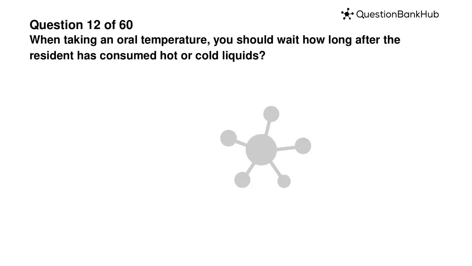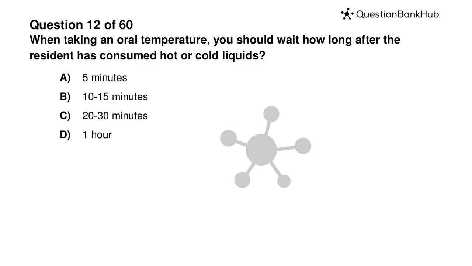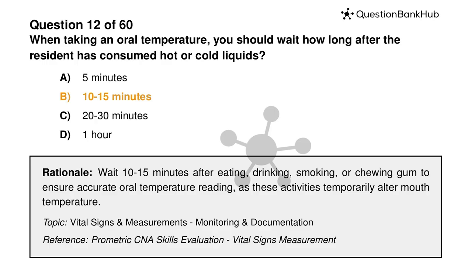Question 12. When taking an oral temperature, you should wait how long after the resident has consumed hot or cold liquids? A. 5 minutes. B. 10 to 15 minutes. C. 20 to 30 minutes. D. 1 hour. The correct answer is B. 10 to 15 minutes. Wait 10 to 15 minutes after eating, drinking, smoking, or chewing gum to ensure accurate oral temperature reading, as these activities temporarily alter mouth temperature.